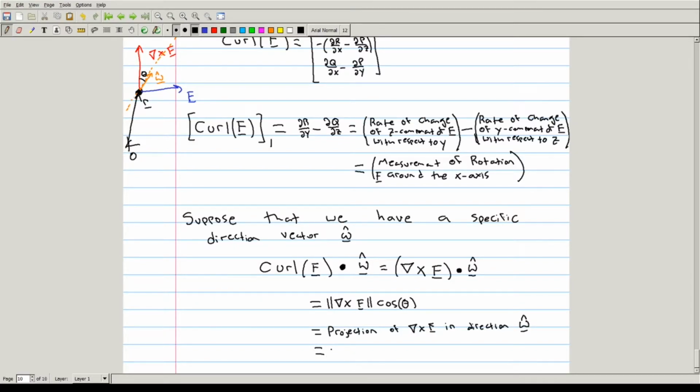which is exactly the measurement of rotation around the axis defined by omega hat in that direction. And so this gives us a way of using the curl vector at any point to give us a measurement of the rotation of this vector field F around the axis omega hat. This is a really cool example.